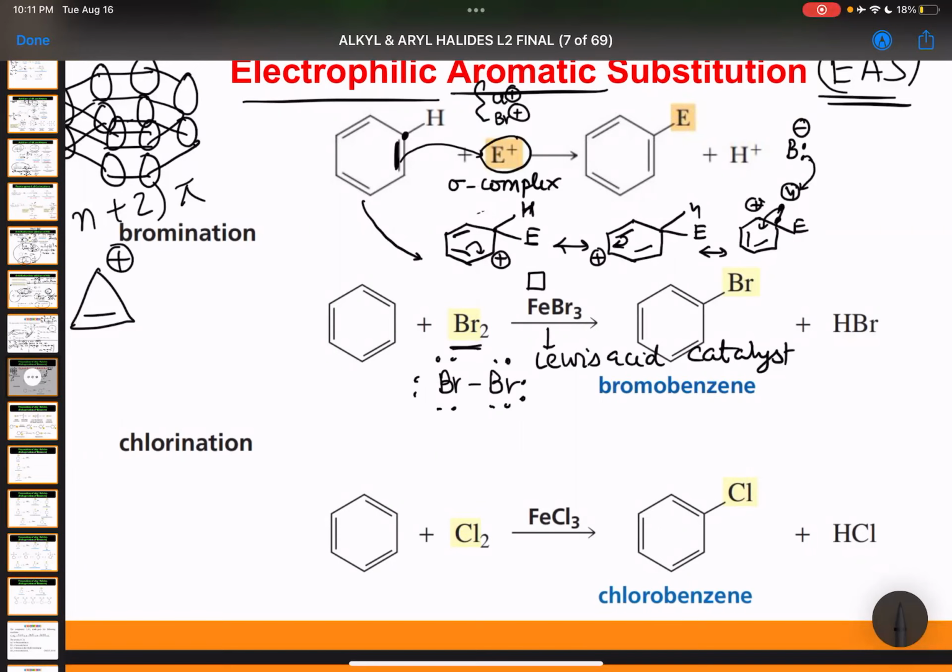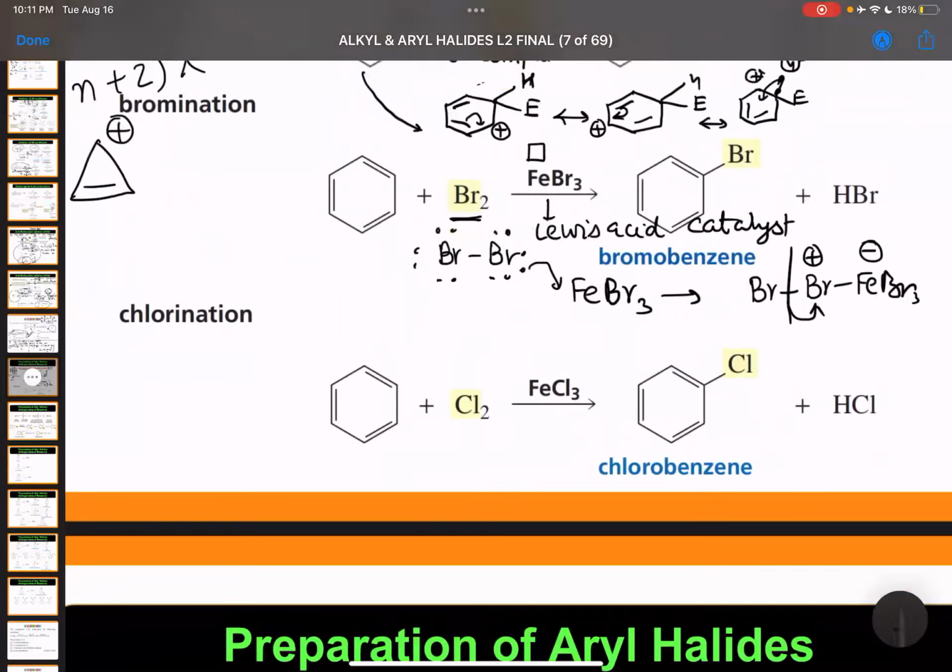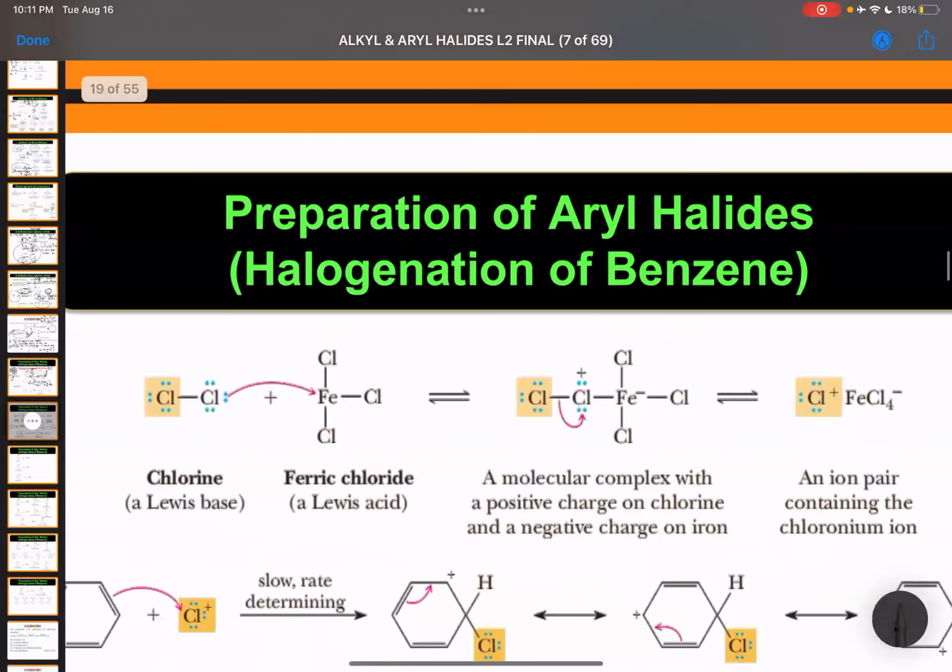And what happens here is, if you take a Lewis acid, Br2 has a lot of lone pairs. So the Br lone pair will come and join itself to the iron. So you have this kind of arrangement, Br plus, FeBr3 minus, and this breaks. The Br plus takes away the electron, and the leftmost Br comes out as Br plus. That goes and attaches itself to the benzene.